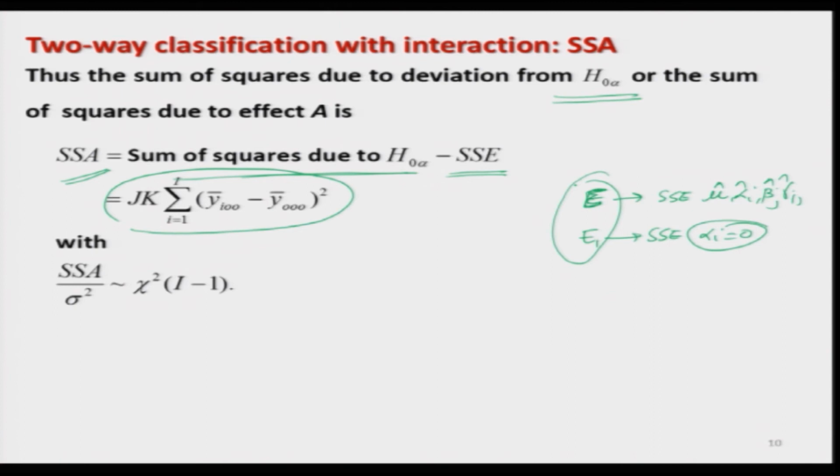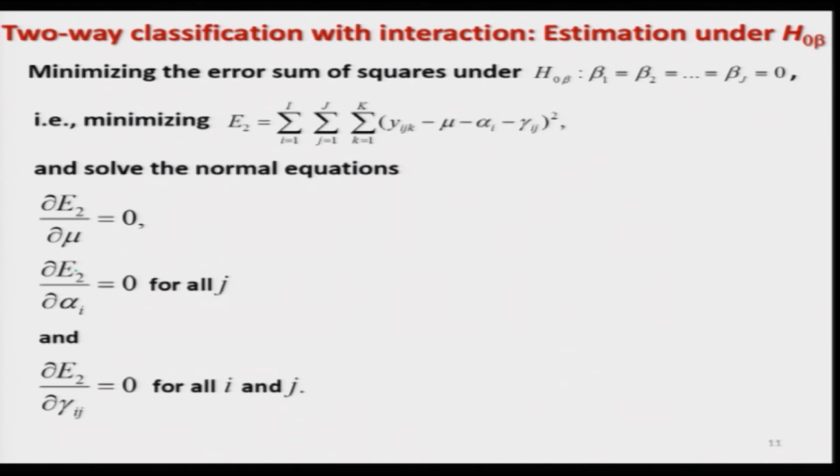After that we can very easily find that SSA upon sigma square follows a chi-square distribution with I minus 1 degrees of freedom. That is exactly the same way as you did in the case of one-way analysis of variance, right. Now you have to simply repeat the same exercise. Now consider the second hypothesis H naught beta: beta 1 equal to beta 2 equal to beta j is equal to 0.